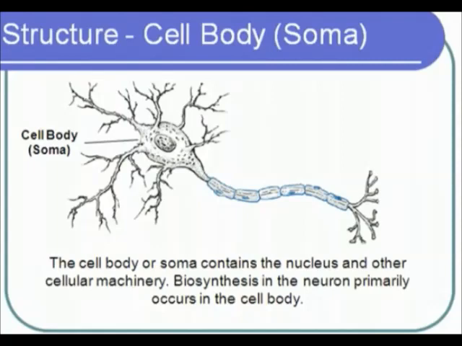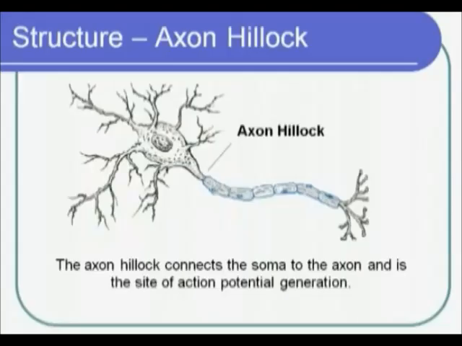The cell body, or soma, is the part of the neuron that is similar to other types of cells. It contains the nucleus and other cellular machinery that maintain the cell. The cell body is the factory of the neuron and produces all necessary biological molecules. The axon hillock is the region that connects the soma to the axon. It is where the neural impulse begins.